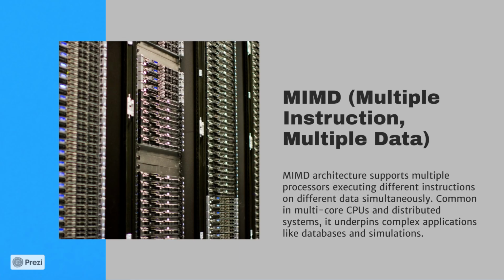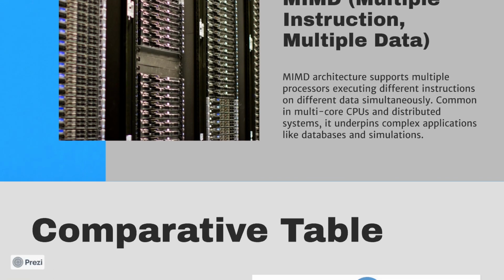Finally, we have reached MIMD, multiple instruction, multiple data. This is the most powerful and flexible model. Imagine several cooks in a kitchen, each using a different recipe to make different dishes at the same time. That's how modern multi-core CPUs, servers, and cloud systems operate. Each processor can perform a different task on different data independently. MIMD is what powers AI platforms, cloud services like AWS, and other multi-services.